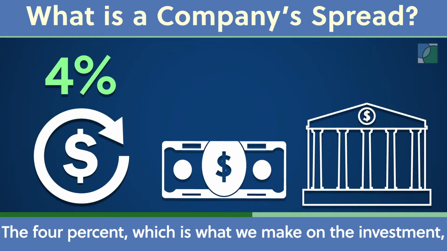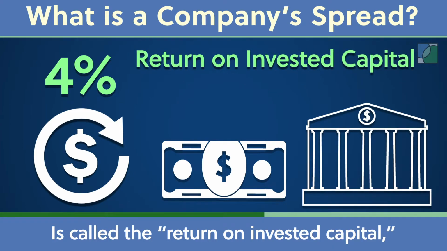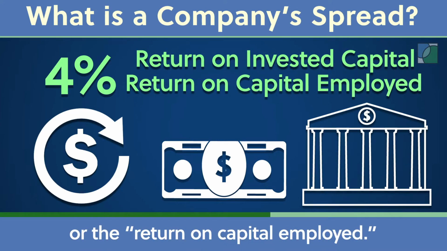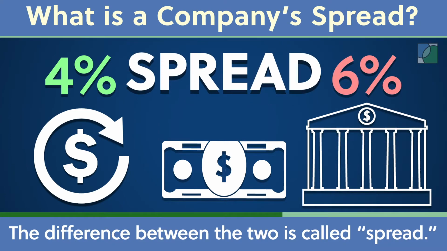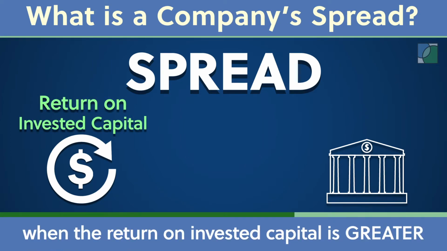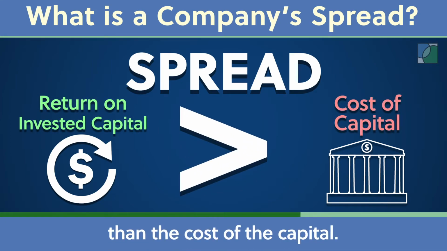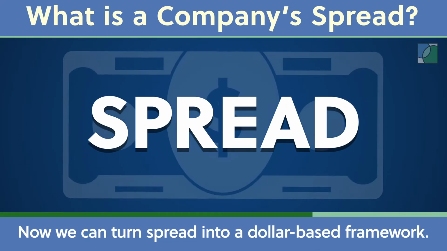The 4%, which is what we make on the investment, is called the return on invested capital or the return on the capital employed. The difference between the two is called spread. Value is only going to be created when the return on the invested capital is greater than the cost of the capital. Now we can turn spread into a dollar-based framework.